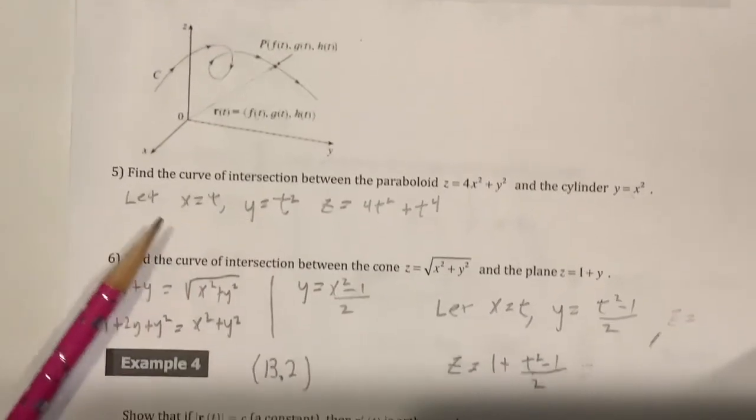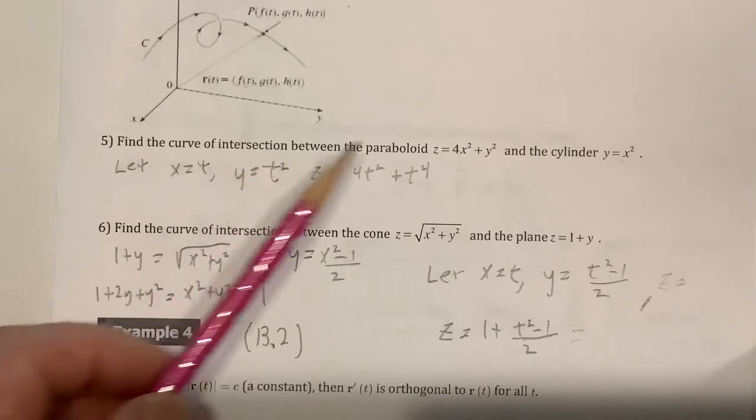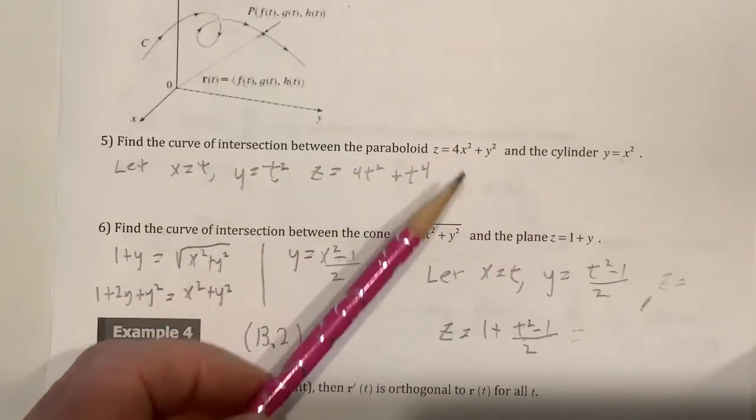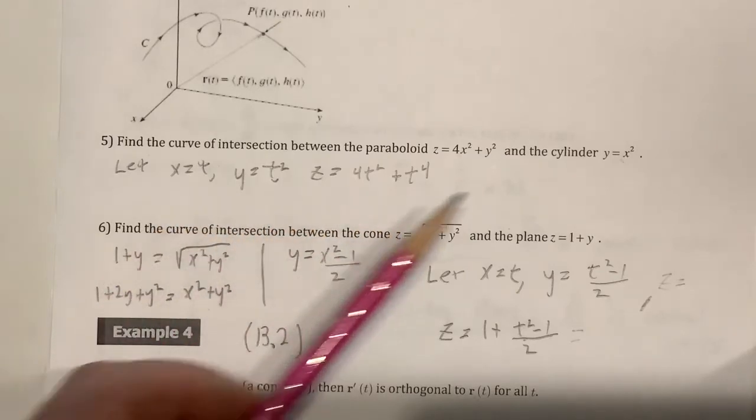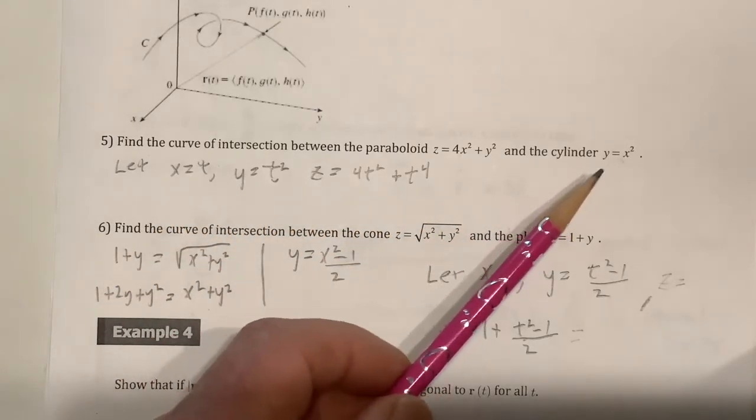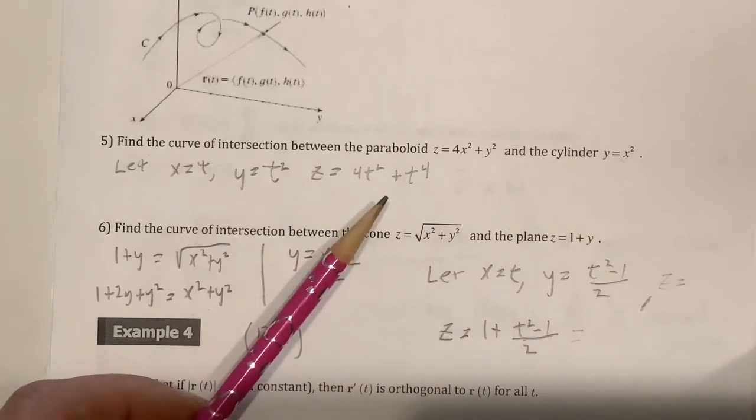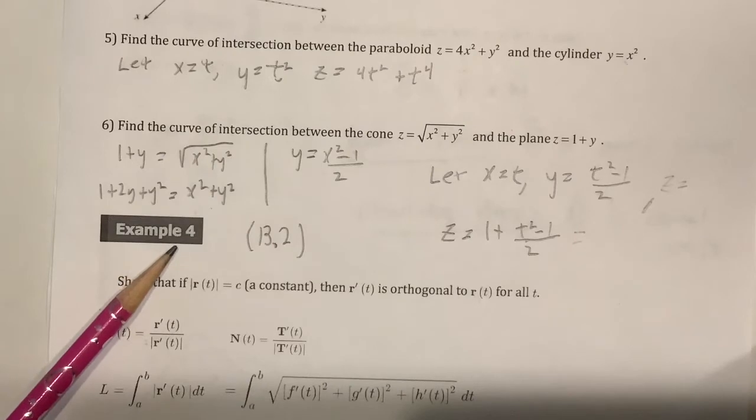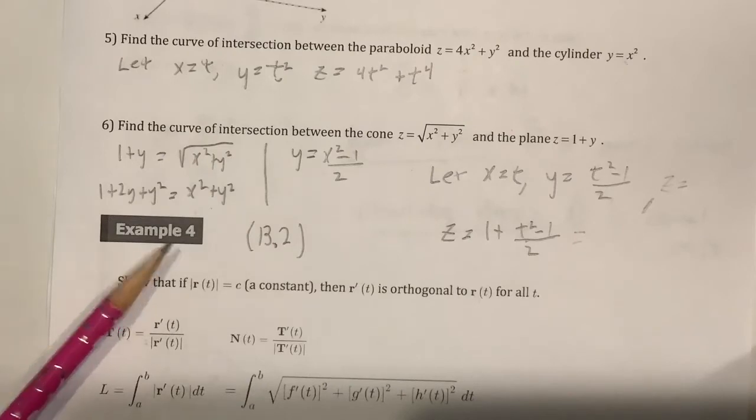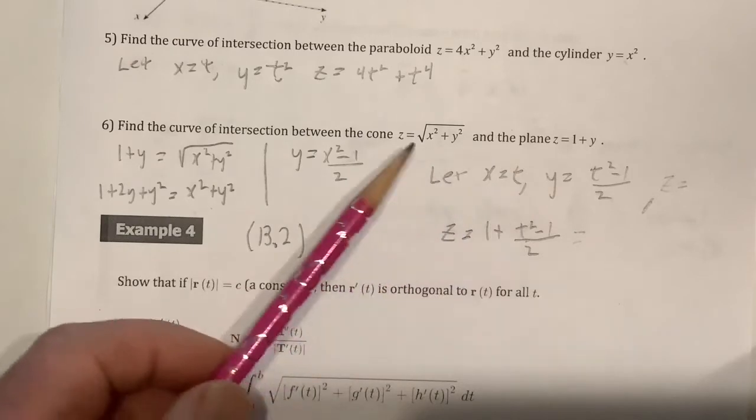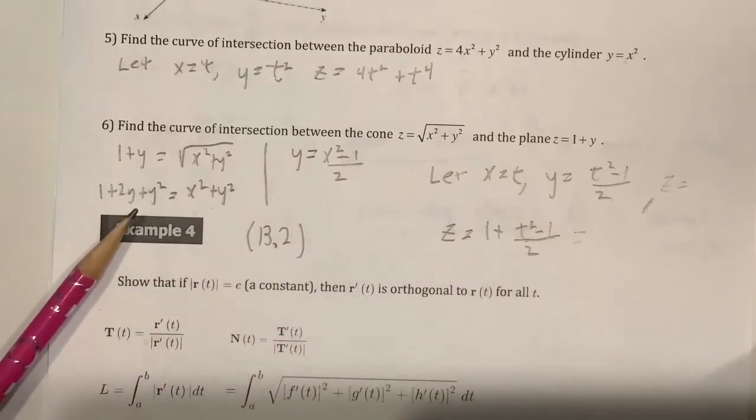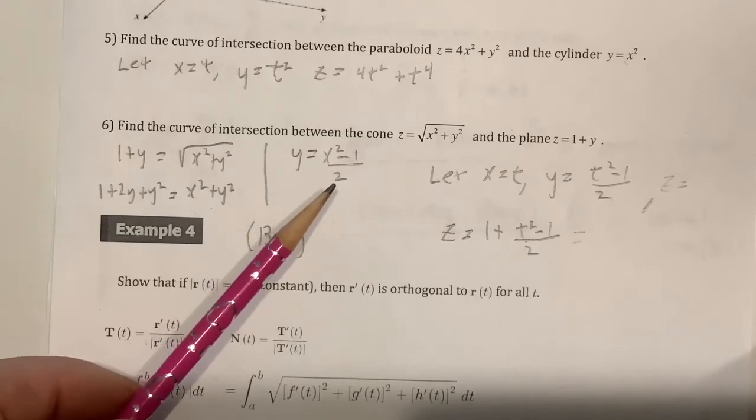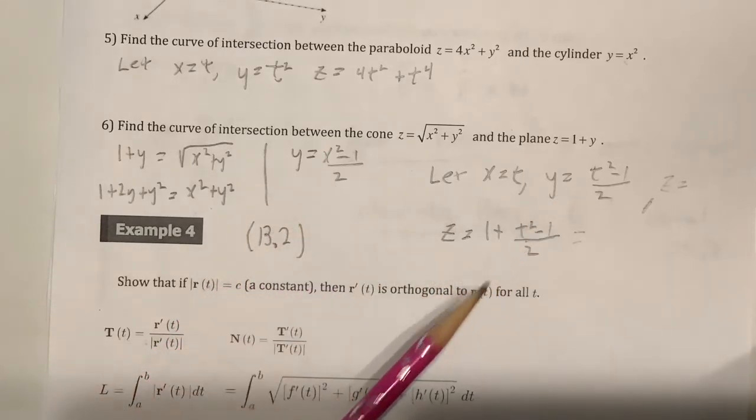So, for example, let's see. Suppose you want to find the curve of intersection between these two quadric surfaces. Well, in this case, it would probably be easier to let x equal t, y would be t squared, and then z would be 4t squared plus t to the fourth. Here, you're trying to find the parametric equations for the curve of intersection. I'd be tempted to set the two z coordinates equal to each other and square both sides. The y squares cancel. So that suggests letting x equal t, y equal t squared minus 1 over 2, and then z would equal 1 plus y.